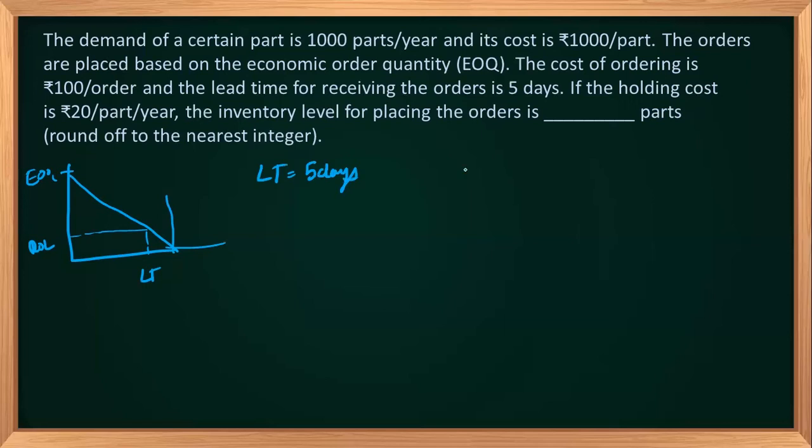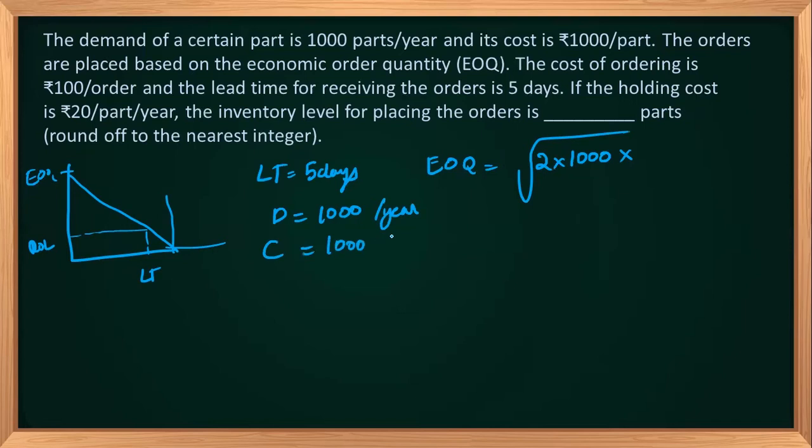Okay, so I will first show with EOQ, right? So what will be our EOQ? Root of 2D CO divided by CH, right? 2 into what is the demand? Demand is 1000 parts. Let me write all the things. Demand is equal to 1000 parts per year. Our cost of one item, C, will be equal to 10,000 per part. Ordering cost, CO, will be equal to 100 per order. Holding cost equal to 20 per part per year.